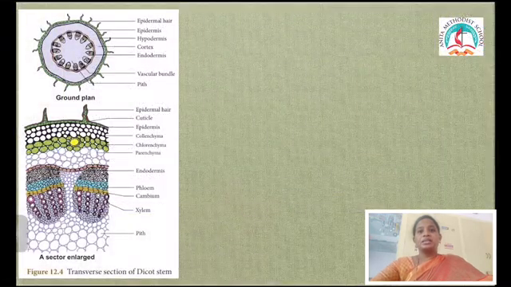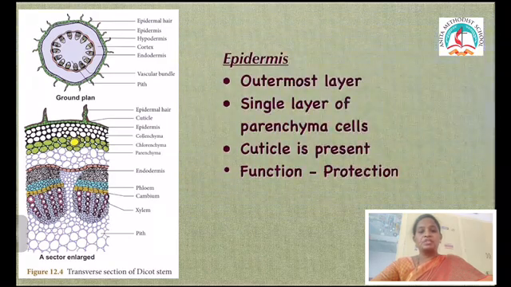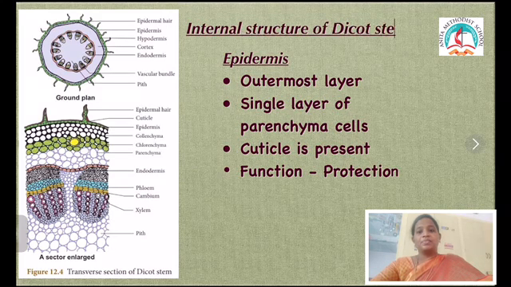Now let's see the internal structure of dicot stem. This picture reveals the transverse section of dicot stem. A thin section of dicot stem shows the following structures. The first structure is epidermis. Epidermis is the outermost layer and it is a single layer made up of parenchyma cells. Cuticle is present and the function of epidermis is protection. It protects the plant.